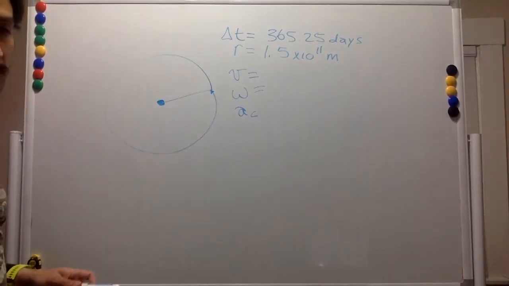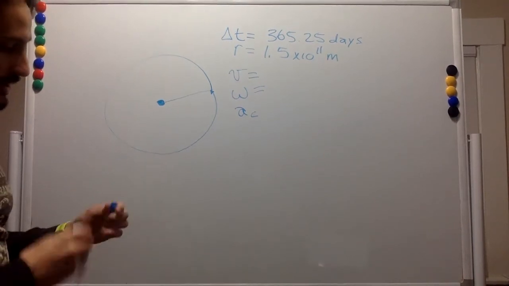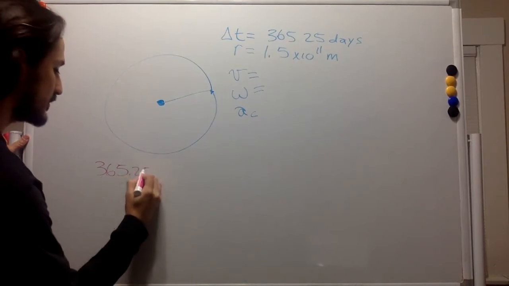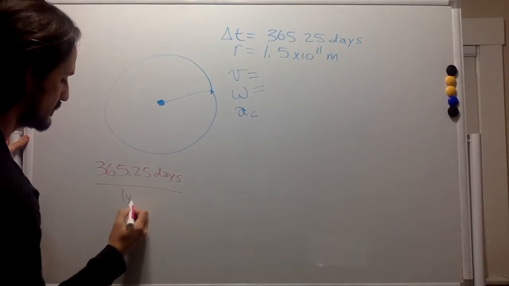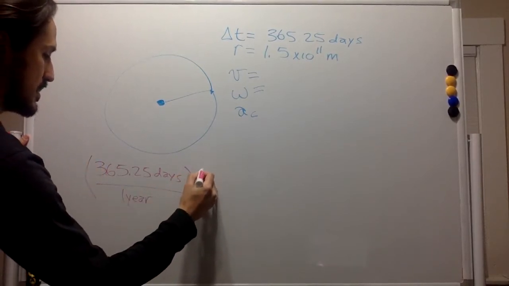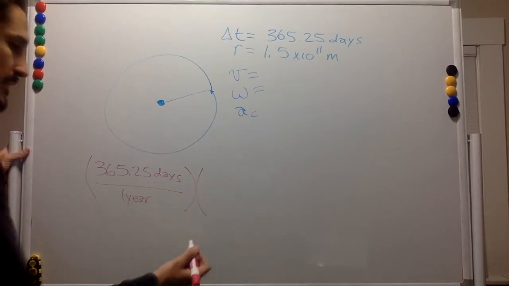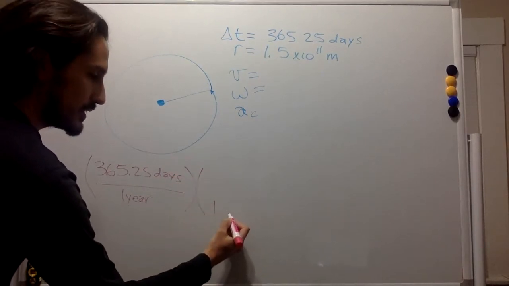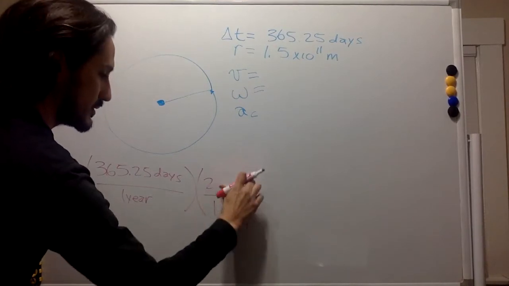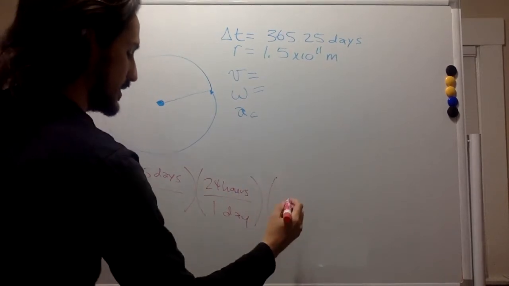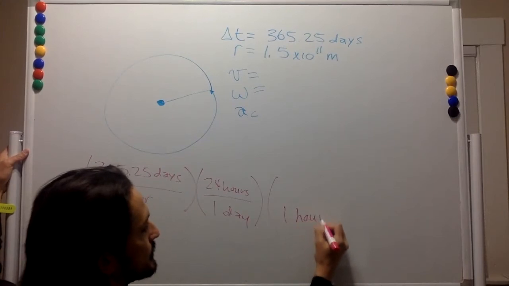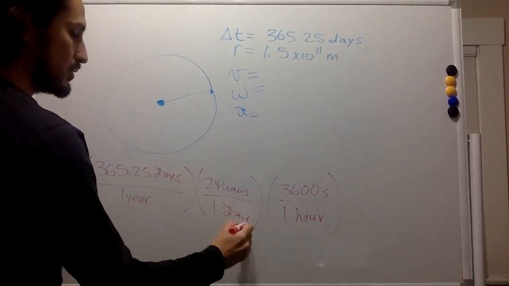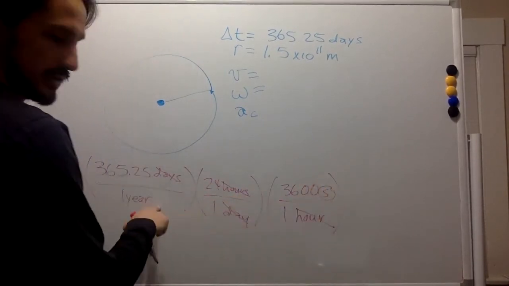So first, let's get the time, since we want SI units. Get the time in seconds. So you have 365.25 days in 1 year. You want the days converted to hours, so 1 day is 24 hours. And hours are here: 1 hour is 3600 seconds. Right? So days go away, hours go away. We have seconds in a year.